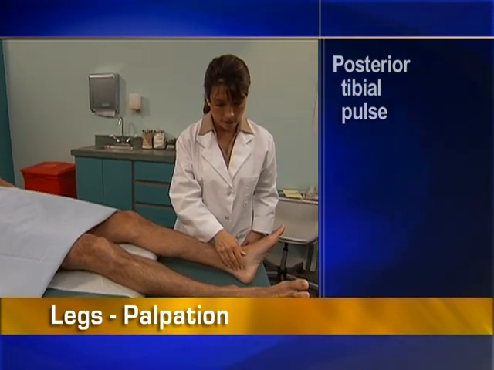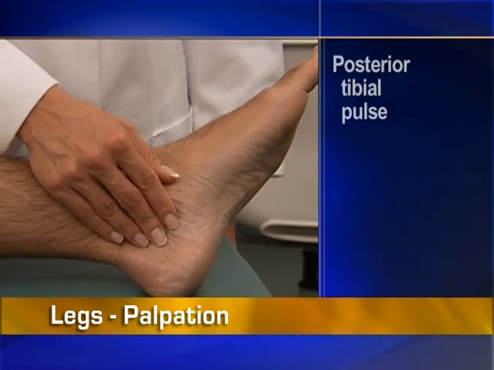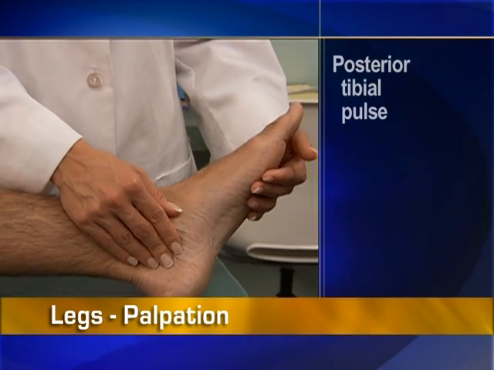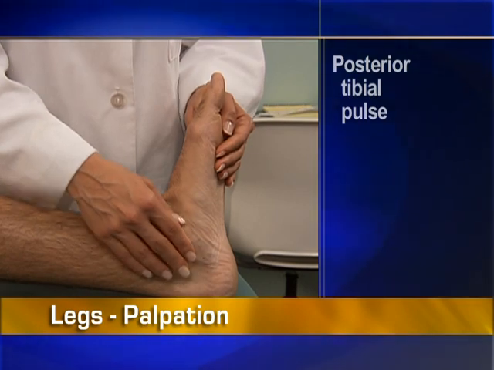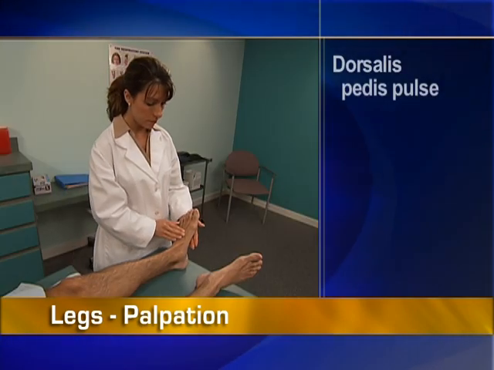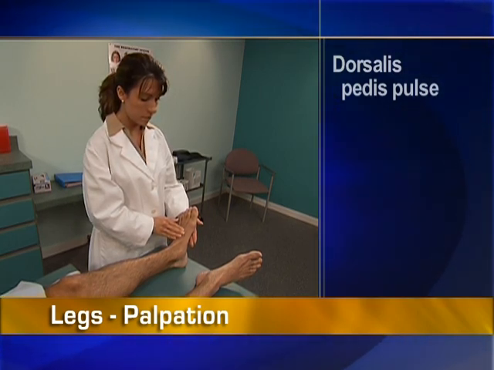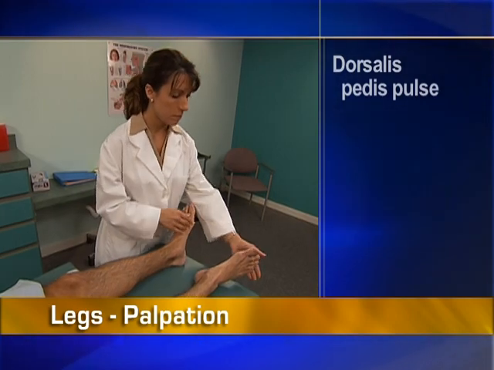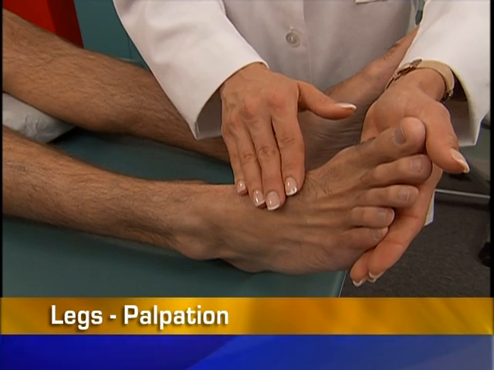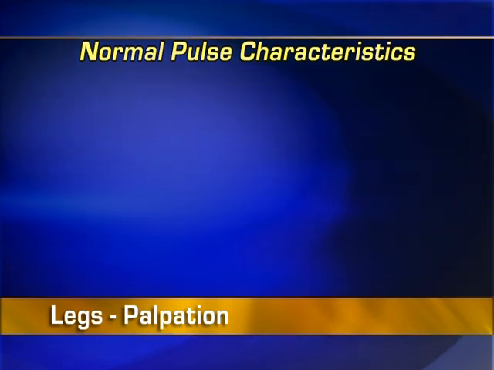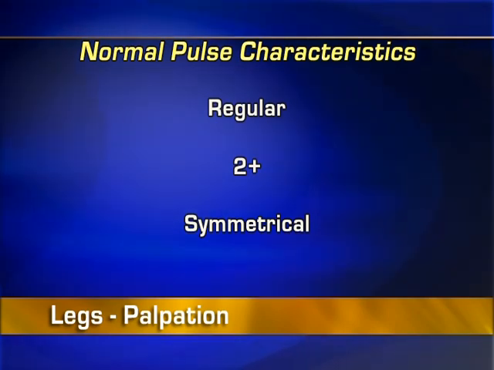For the posterior tibial pulse, curve your fingers around the medial malleolus and press gently. You should feel the pulse in the groove between the malleolus and Achilles tendon. If not, have the person dorsiflex his foot to make the pulse more accessible. For the dorsalis pedis pulse, lightly palpate just lateral to the extensor tendon of the big toe. Remember to palpate the posterior tibial and dorsalis pedis pulses on the opposite foot. All pulses should feel regular, 2+ in amplitude, and symmetrical bilaterally.